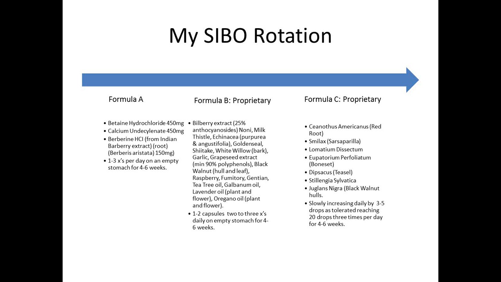So this is my rotation. I use 3 different blends currently. I rotate with bacterial overgrowth when I'm focusing on eradication. I start with a more targeted antimicrobial formula focused on berberines and undecylenic acid, and then I try not to keep a patient on the same formula for more than 4 to 6 weeks. If I do need to repeat it, I will move on to this next blend.